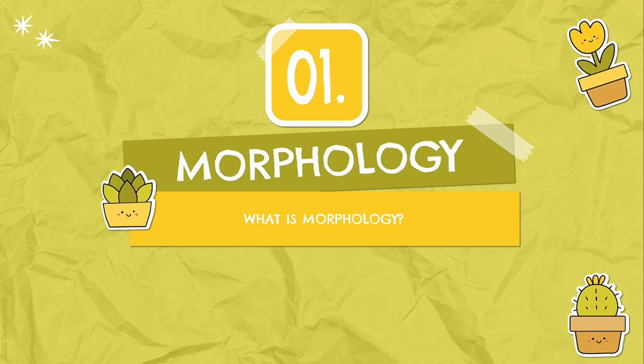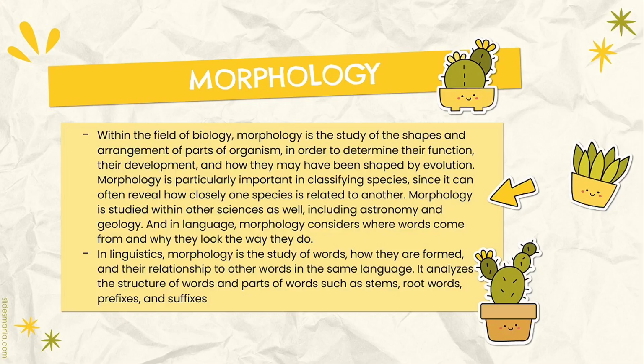First, morphology. What is morphology? Within the field of biology, morphology is the study of the shapes and arrangement of parts of organisms in order to determine their function, their development, and how they may have been shaped by evolution. Morphology is particularly important in classifying species since it can often reveal how closely one species is related to another. Morphology is studied within other sciences as well, including astronomy and geology.